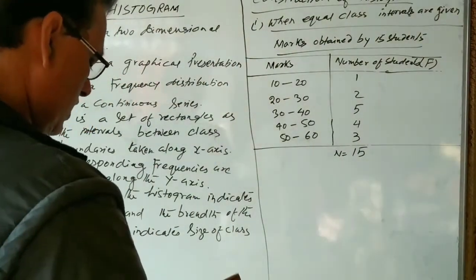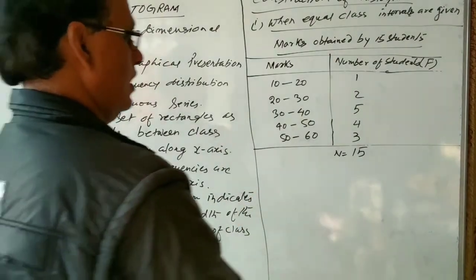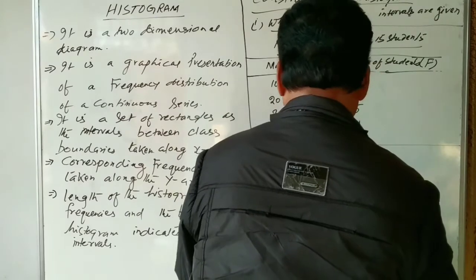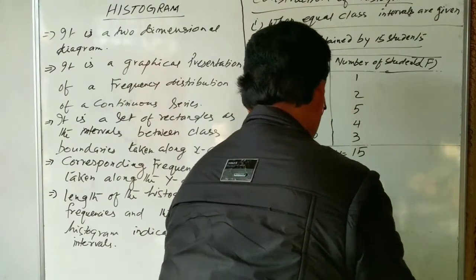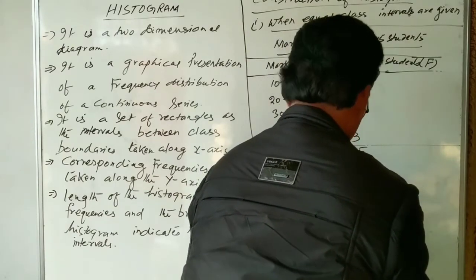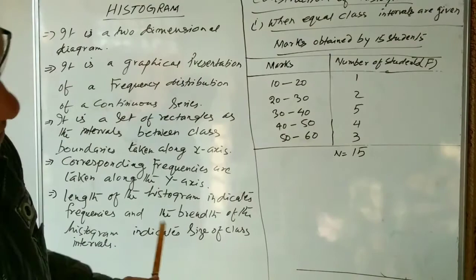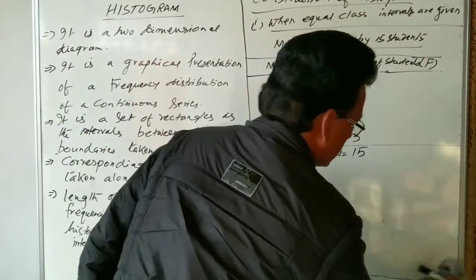So we can draw the histogram. We have to take two axes. One is the horizontal axis, another one is the vertical axis. So we can draw one horizontal line. Suppose this is the horizontal line we have drawn.